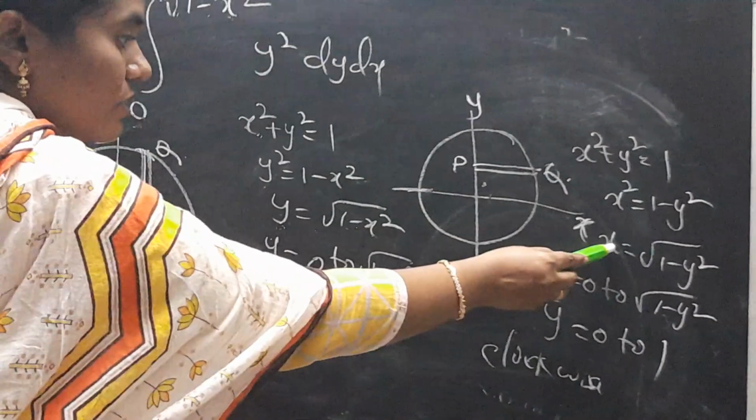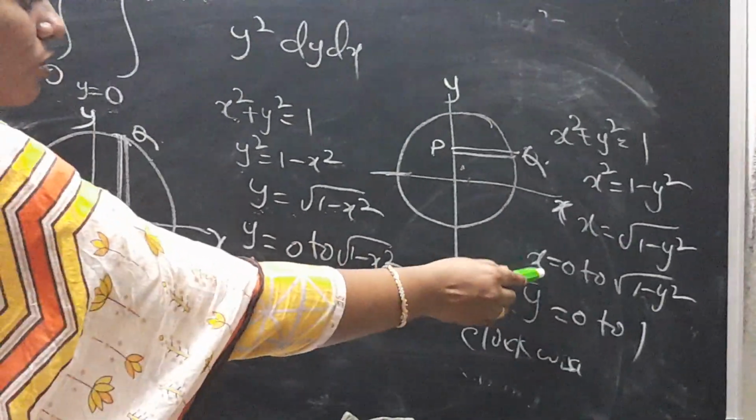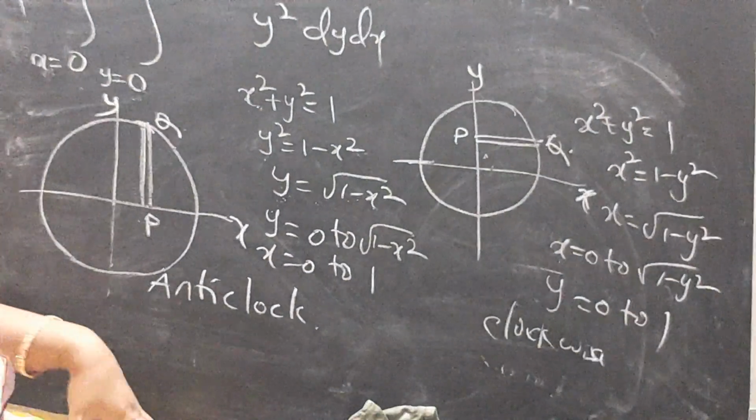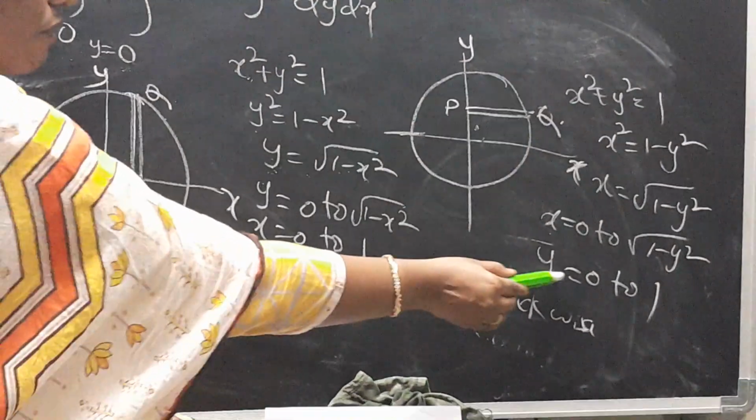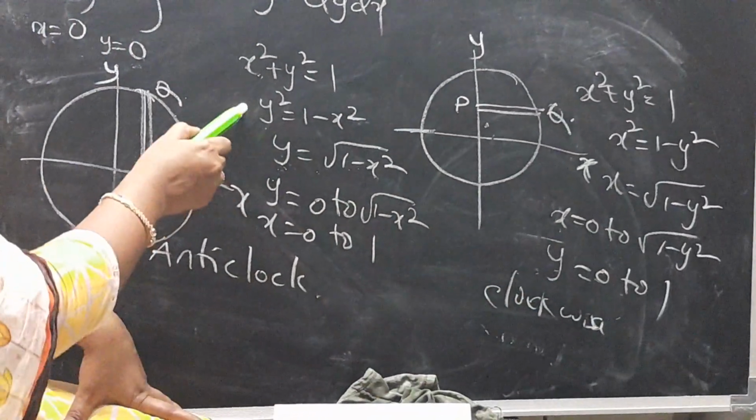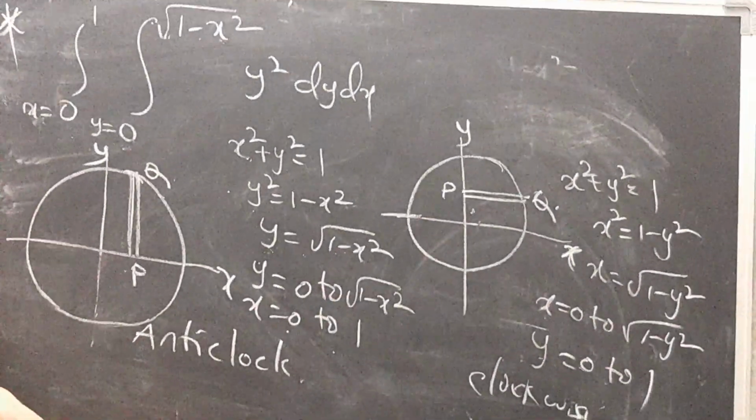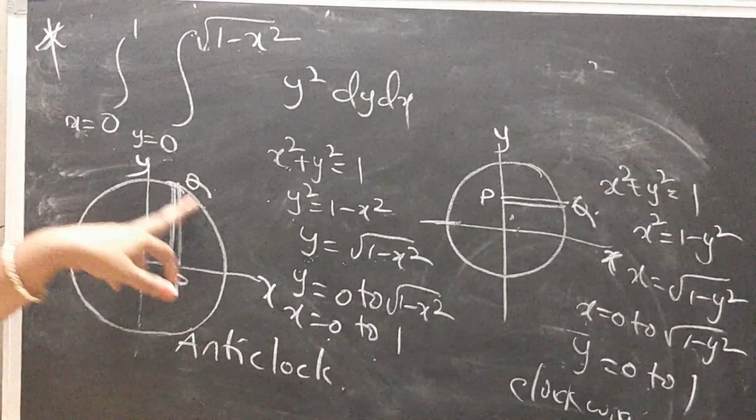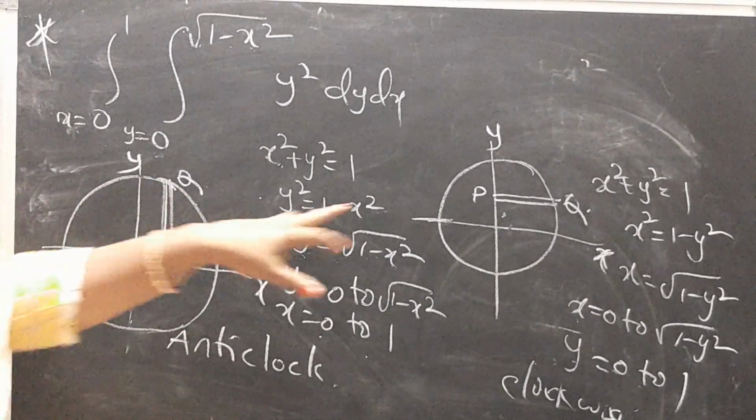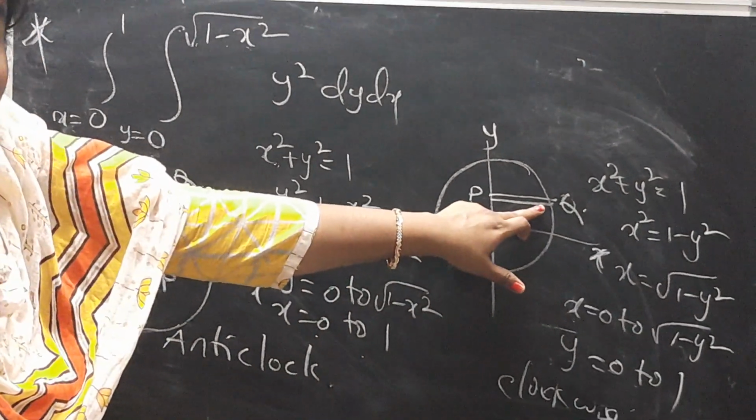So here x values are under root of 1 minus y square. So the inner limit is 0 to under root of 1 minus y square, and the outer limit values are 0 to 1. So here also 0 to 1. This is the change of order of integration in circle problems. Consider vertical strips here, consider horizontal strips in the new problem.